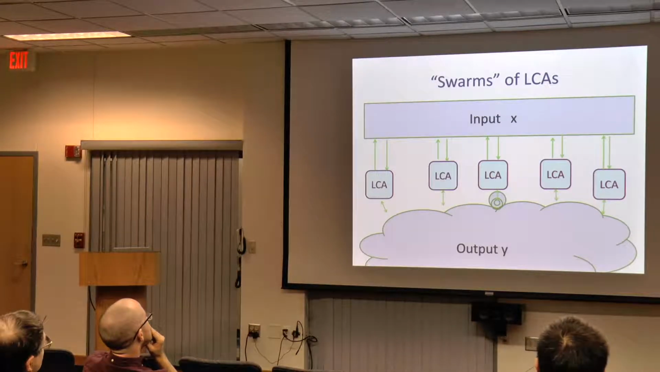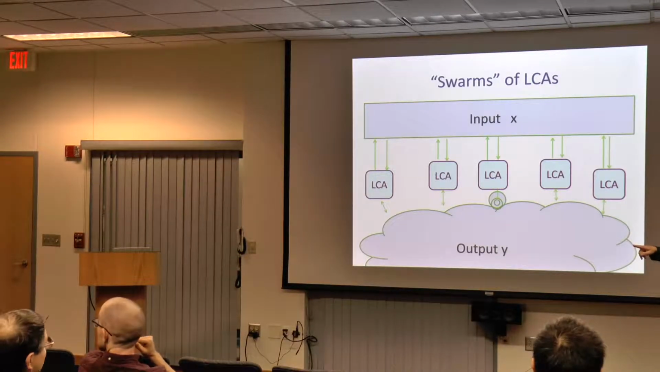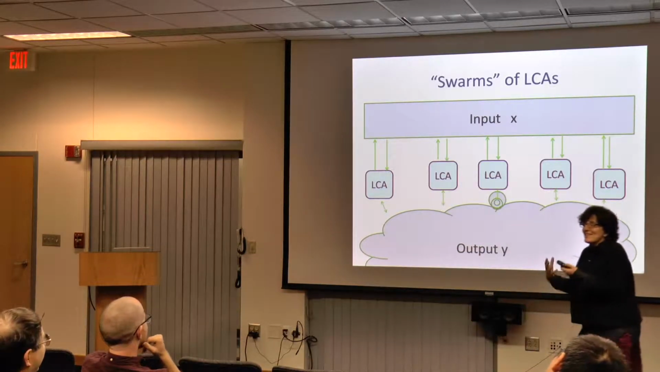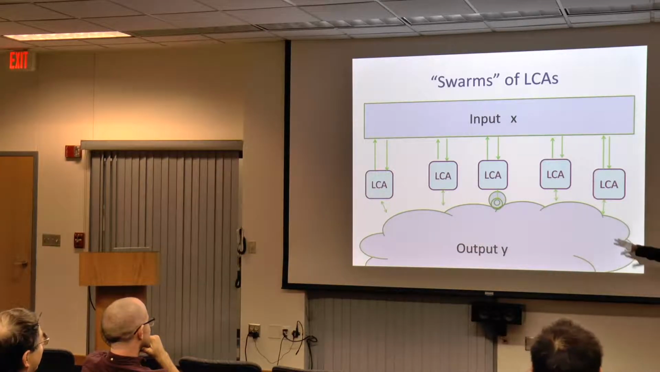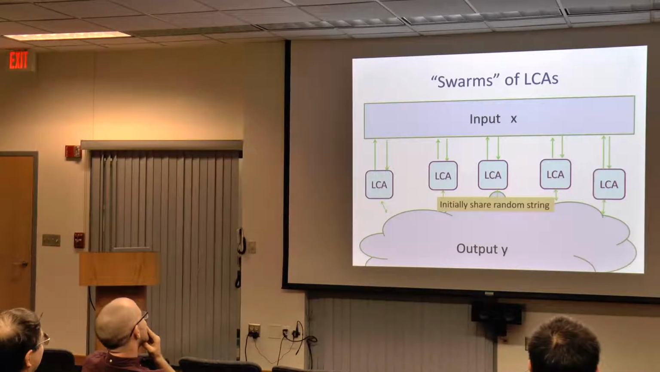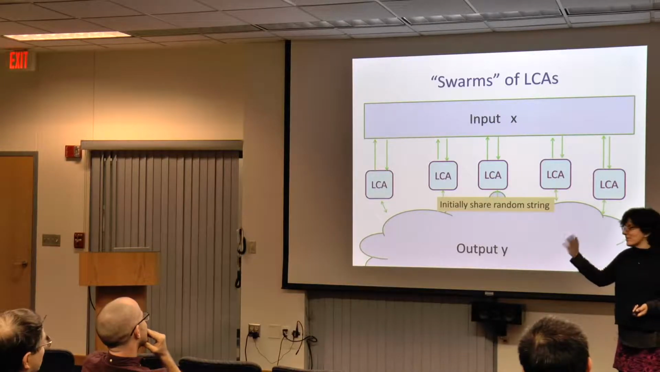So this is like if you had swarms of little LCAs. Who was working on bees? You were working on bees, right? No, not yet. Okay, but the bees could agree on the random string, and they could run around and swarm around and compute their MIS. They just need to initially share this random string, and then they're all set.